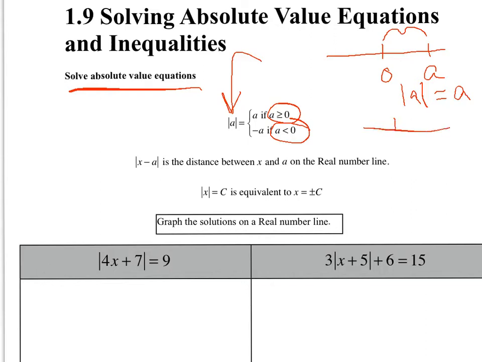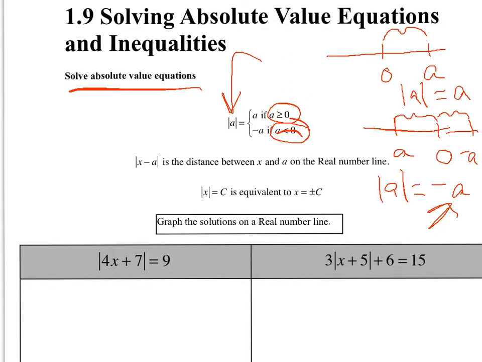But if a is less than 0, that means that a is to the left of 0 on the number line, then the absolute value of a can't equal a because a is less than 0. Absolute value must be a positive number. It's a distance. We need a number that's this same distance away from 0, and of course that number is on the other side of 0, same distance away, but it's not a, it's the opposite of a. And so the absolute value of a is equal to the opposite of a if a is less than 0, because in that case the opposite of a will be greater than 0.